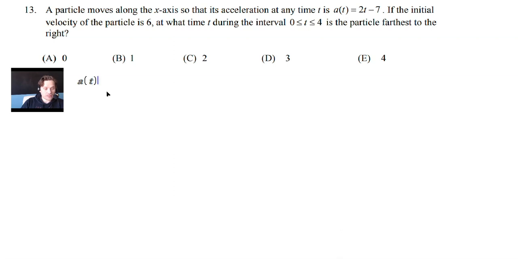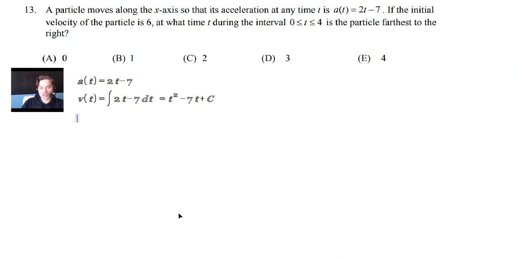You're given a of t, and you're given that it's 2t minus 7. Now, that means that the velocity as a function of time can be recovered through anti-differentiation. So you can anti-differentiate here 2t minus 7 and then add the dt. Anti-differentiating here will give you t squared by the power rule and then minus 7t, and then a constant c.